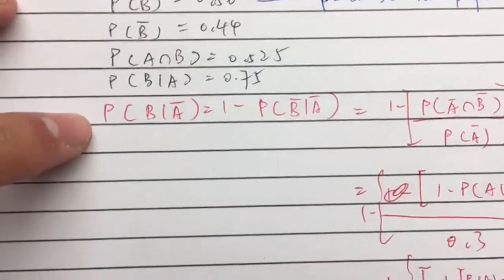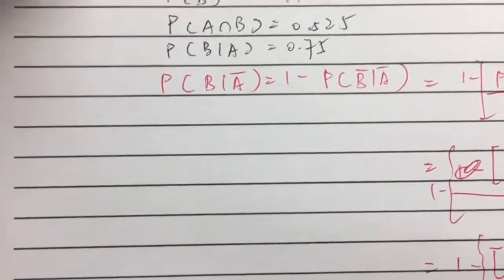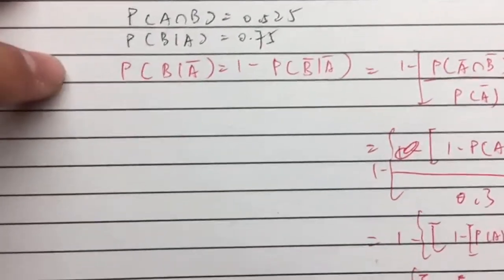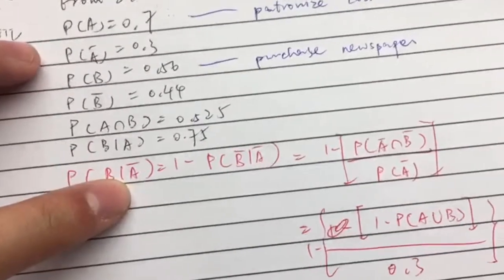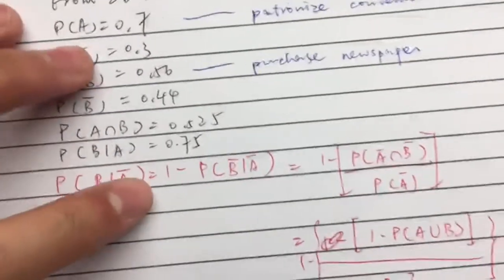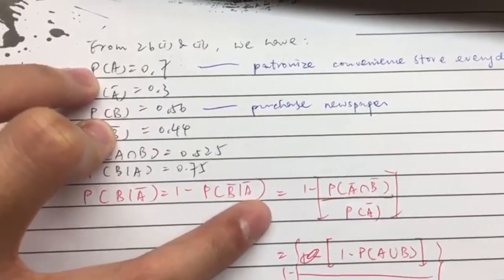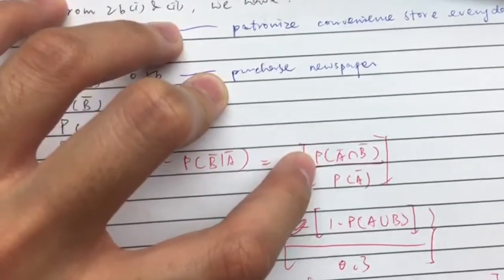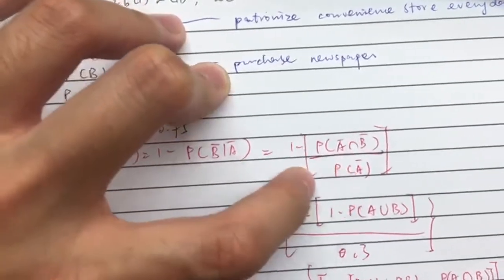So in the third part of this question, we have to find the probability that the customer purchases newspaper given the customer does not patronize the convenience store every day. So we have probability of B given A bar. A bar means not going to the convenience store every day. We can convert it in this way: 1 minus probability of B bar given A bar, which equals 1 minus probability of A bar and B bar divided by probability of A bar.